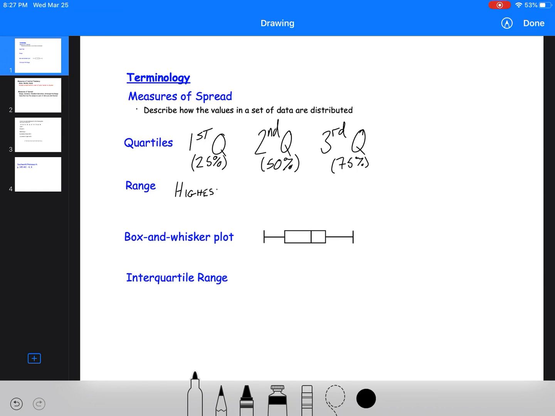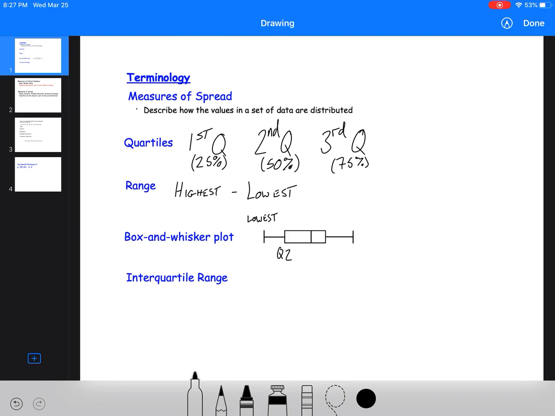The range is the highest number minus the lowest. So the highest piece of data minus the lowest piece of data. A box and whisker plot is just a different way of displaying our data. It's drawn to scale. The left whisker is the lowest data point.